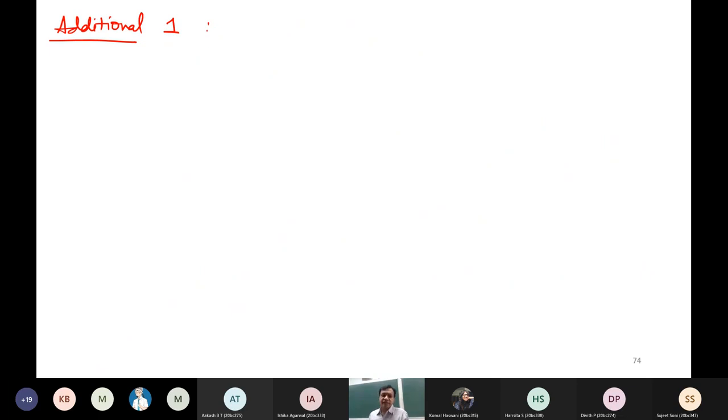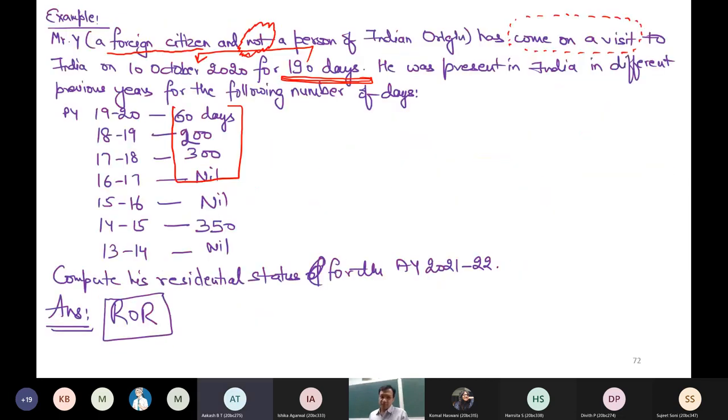Is additional number 1 satisfied? Is he resident in any 2 years out of the 10 years immediately preceding the previous year? Yes, sir. Is he resident for 1920? No, sir. Why no? So technically he is. What do you mean by technically? There is no such word as technically. He is or he is not. Either yes or no.